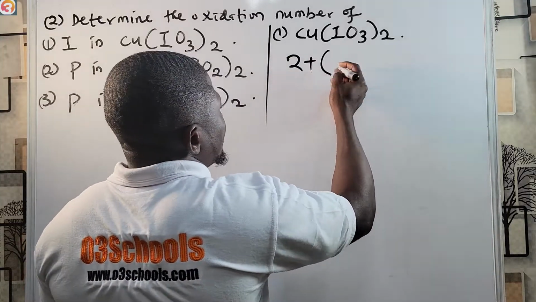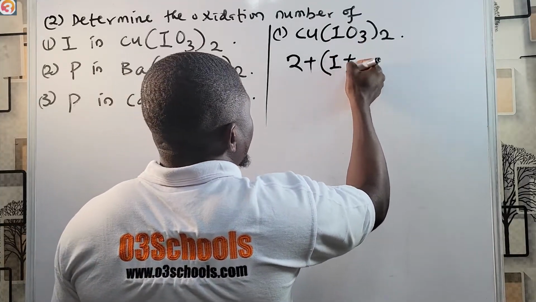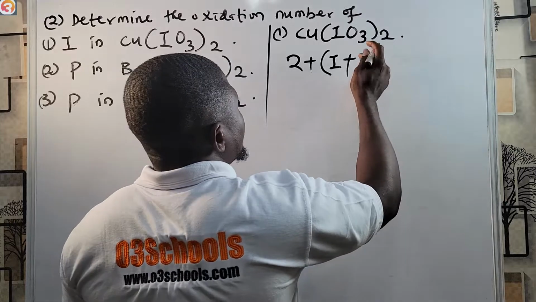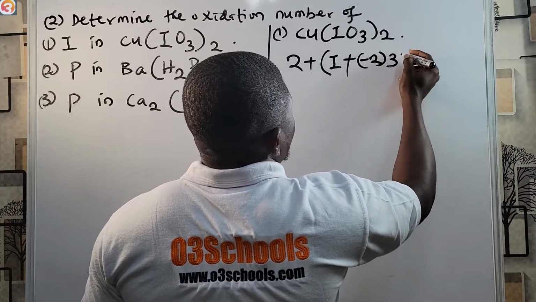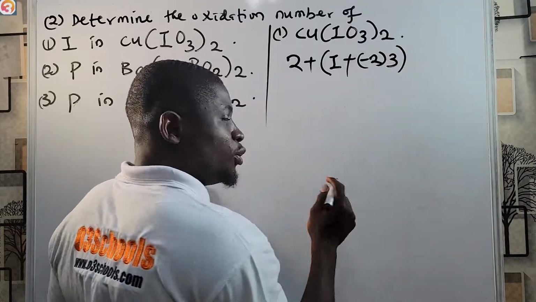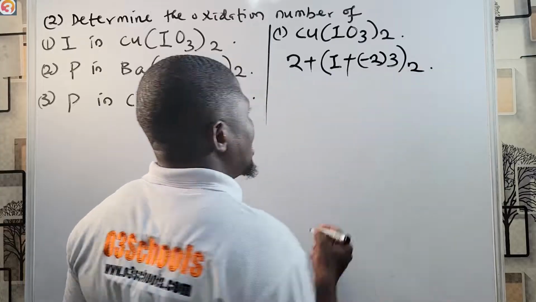Now, this is a bracket. You have to be very careful. So you are looking for I, then plus, of course, oxygen, which is -2. That's -2 into 3. All right, you close it back the way you saw it. Then you now have 2 outside.